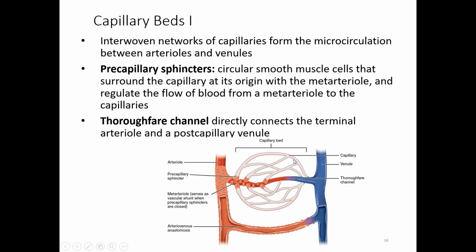When that organ or tissue where the capillary bed is located is not working right now, like a muscle is not contracting and it doesn't need a lot of oxygen and nutrients, then precapillary sphincters will contract and diminish the amount of blood going to that tissue. Then thoroughfare channels connect the terminal arteriole and a postcapillary venule, this one.